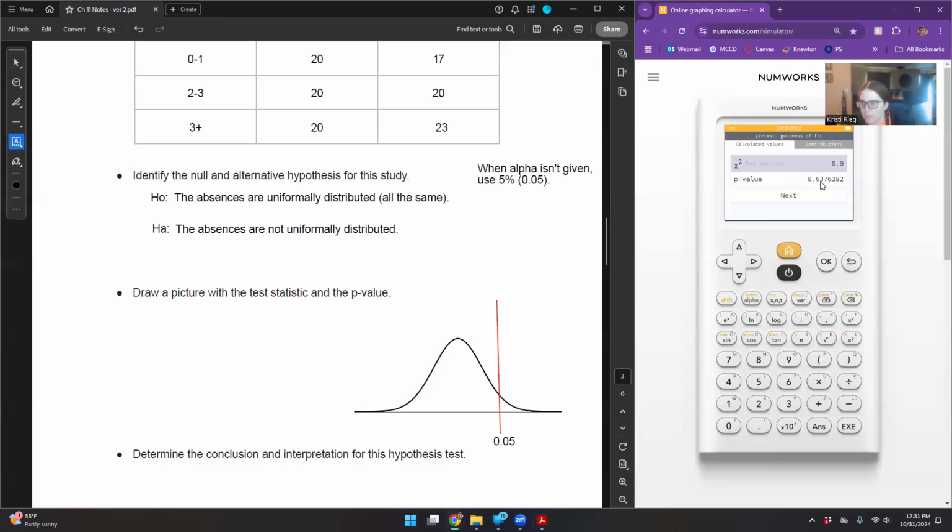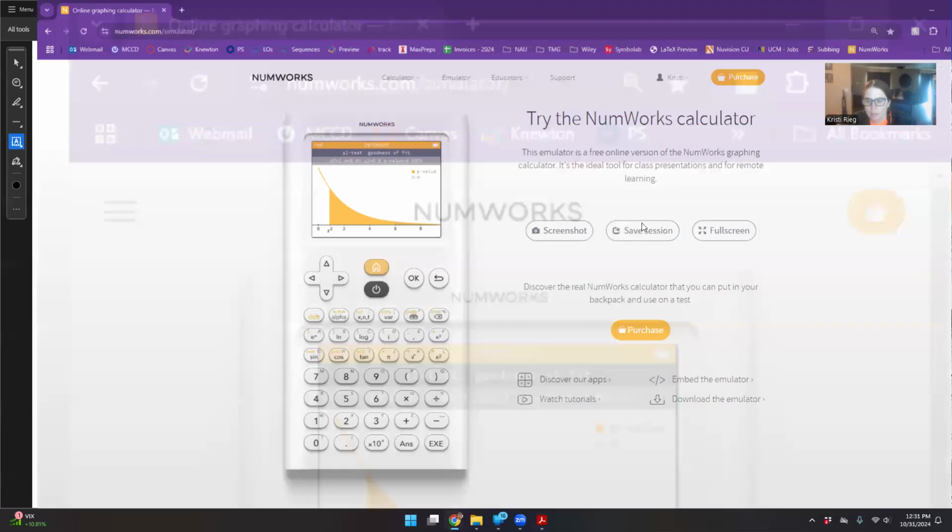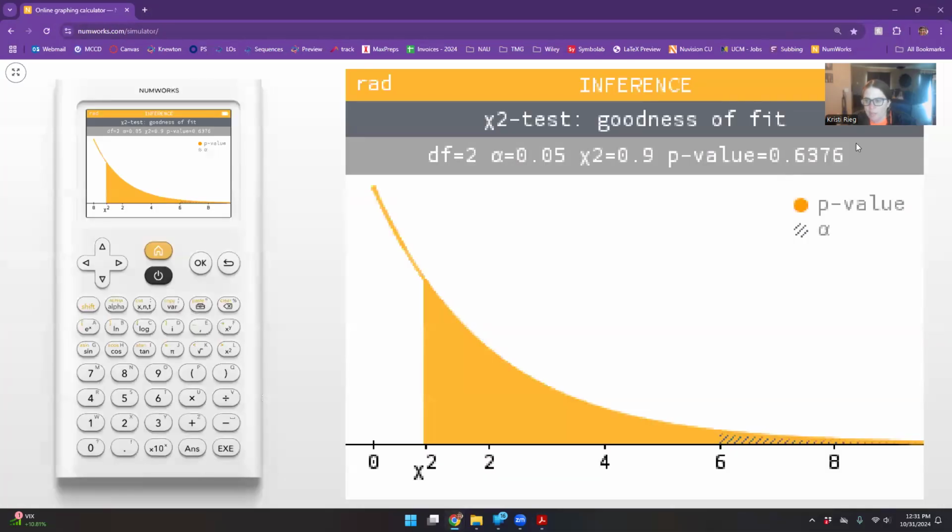See right here, 63.76, like if we made it a percent, 63%. I'll just say 60 to round it to make it easier, because we're just going to talk about it. But it's also written, let me make this bigger, it's also written up here, the p-value. So here is our 5% that's shaded in right here. And this is our 63%. So this is how the numbers all fit on here.